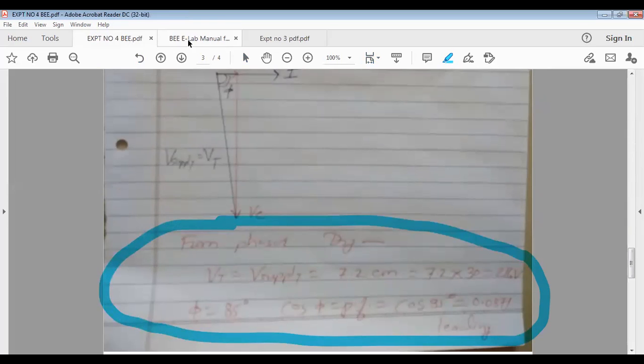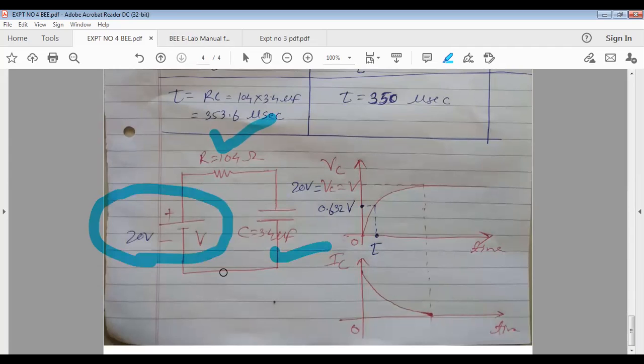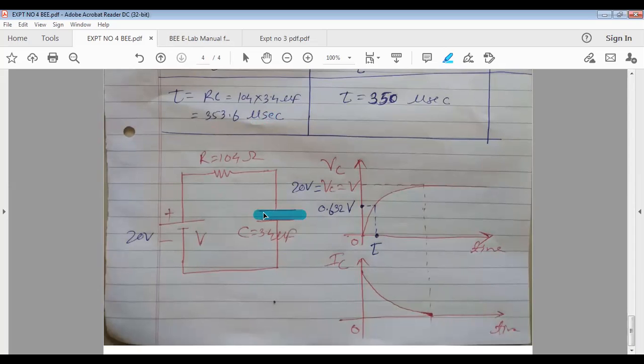Now we are going to see the DC circuit. For the DC circuit, the R and C values are the same. Resistance is the same, 104 ohm. Capacitor also the same, 3.4 microfarad. And this we are going to connect across a DC voltage source. This is the case during charging. This topic you have already covered in theory: charging and discharging of a capacitor through some resistance. So during charging, we are going to take a fully discharged capacitor.